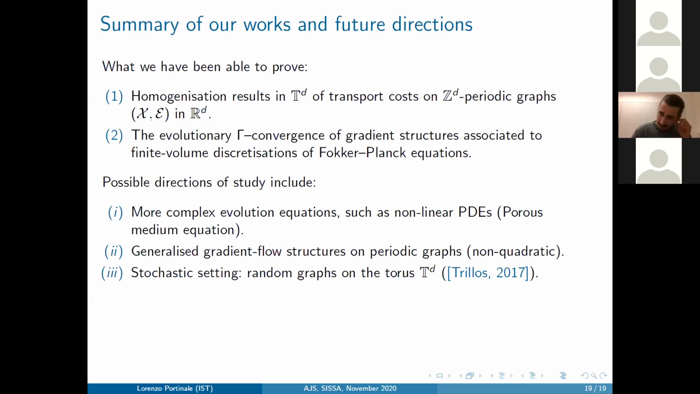In fact, Nicolas Trillos proposed a more stochastic approach in 2017, where he studied essentially random point clouds on the torus. So the setting is very similar, but the points are not given, just simply obtained by a random realization of point clouds on the torus. But the setting is very different. He gets some sort of approximation result to the continuous Wasserstein 2, but the number of connecting edges of each point is almost surely going to plus infinity.